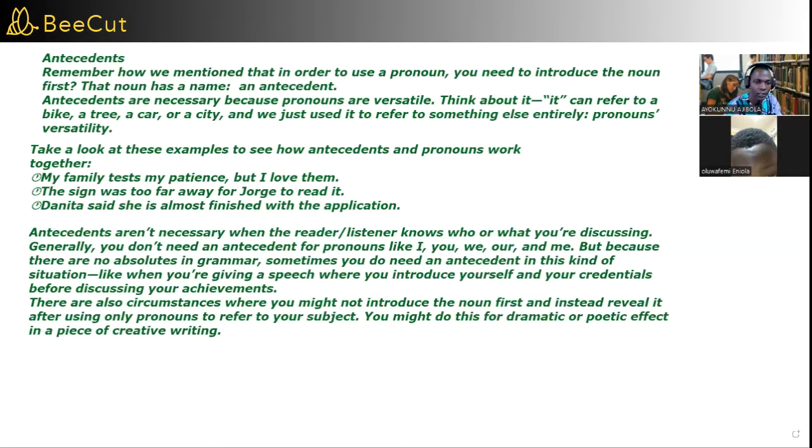So the next type of pronoun we're looking at is relative pronoun. We have looked at personal pronoun. Here we are looking at relative pronoun. So, about relative pronoun.